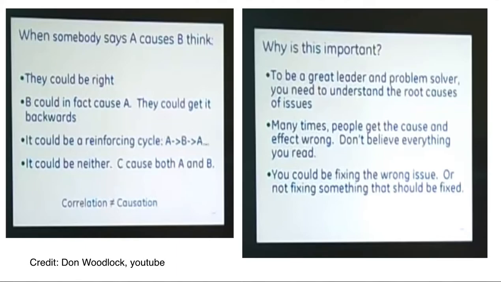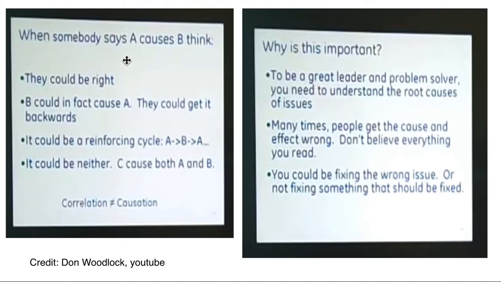Why is this important, you may say? As a leader, and Dan Woodlock summarizes this very well in one of his videos on YouTube, he says, to be a great leader and a problem solver, you need to understand the root causes of the issue. So you need to understand what causes what and not conflate correlation and causation. Many times people get cause and effect wrong. So it's very important not to believe everything that you read in the news, or what everyone else is telling you in the team, or what you're hearing at various events. It may not be all true. You should always question it. And if you believe it as truth, then you'll be fixing wrong things or not fixing what should be fixed.